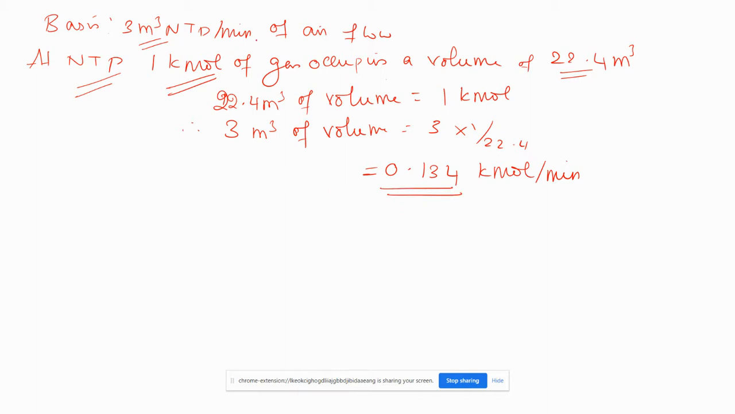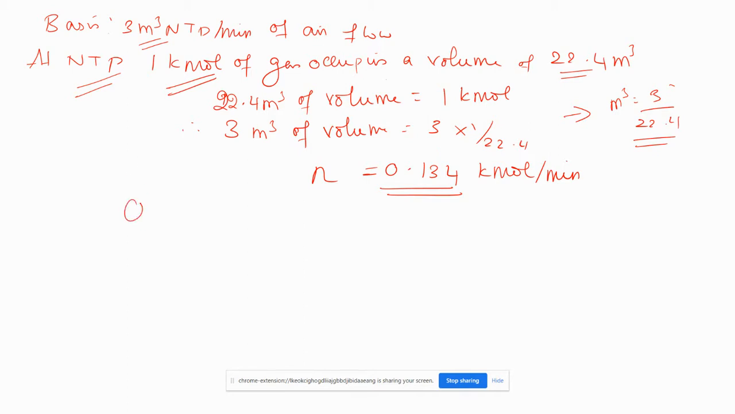They have given us NTP per minute, so this is the N directly. In shorter form, whatever the volume given, you can divide it by 22.4 and you will get the number of moles directly. So the number of moles is done, and all the other things remain the same.